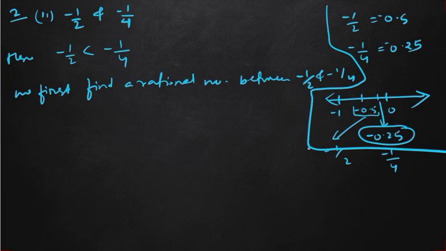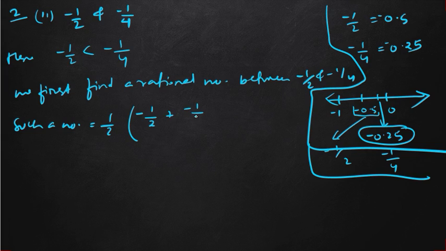Okay, so how to find? Such a number is equal to half of minus 1 by 2 plus minus 1 by 4. Okay, minus 1 by 2 plus minus 1 by 4. So this is half. We need to now solve.